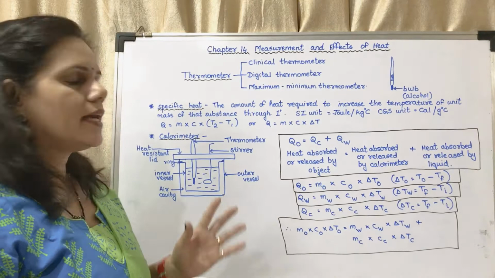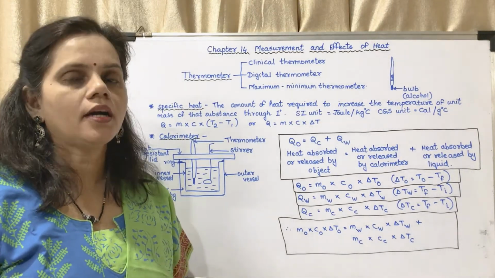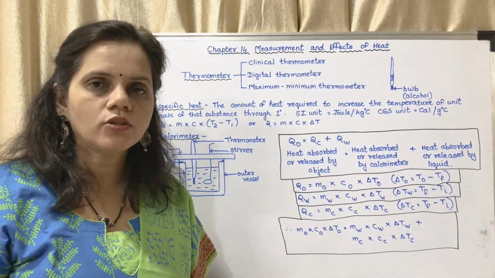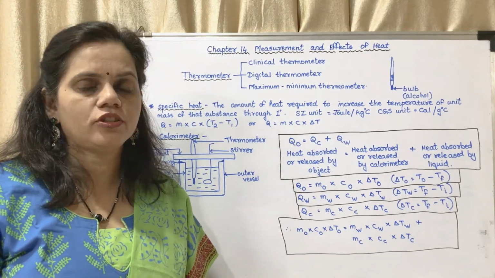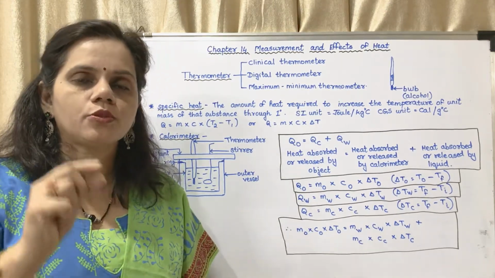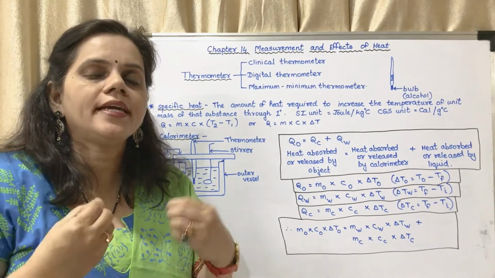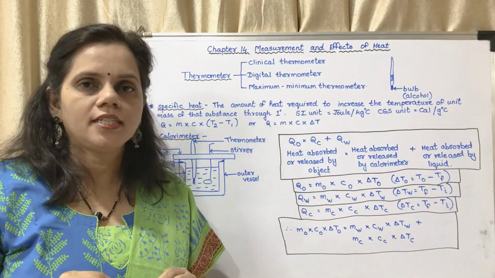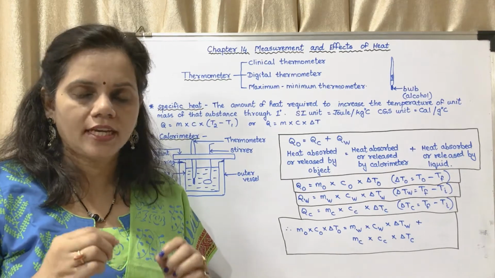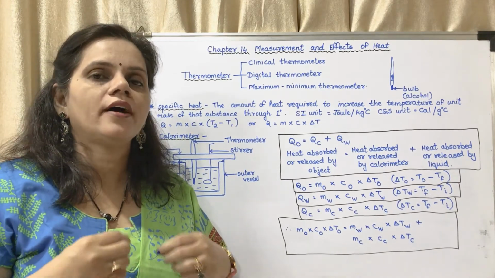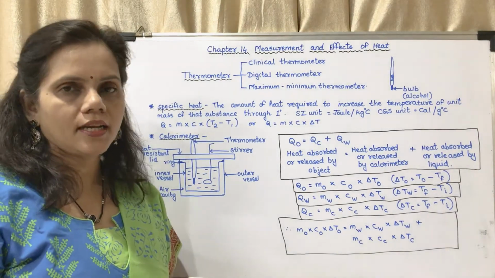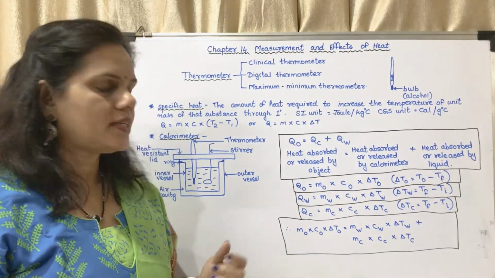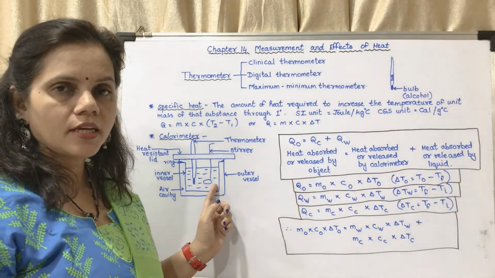Now what is the experiment done with a calorimeter? Consider you want to find out the specific heat of iron. You have to take a small iron ball. You have to find out its initial temperature, heat it to a particular temperature, and put it into this liquid. You have to measure the initial temperature of this liquid also.